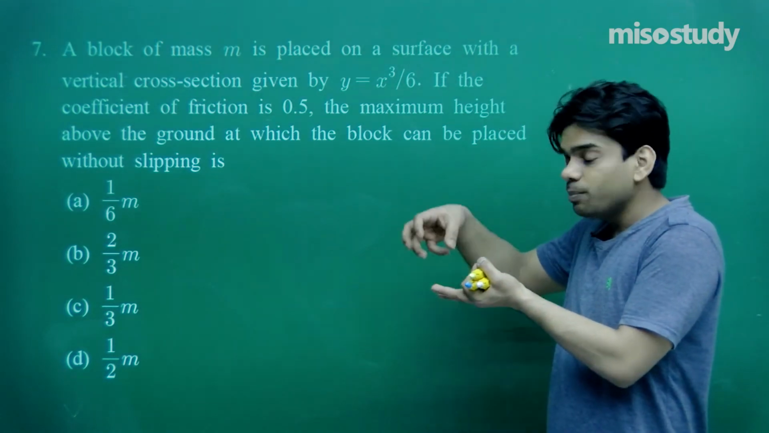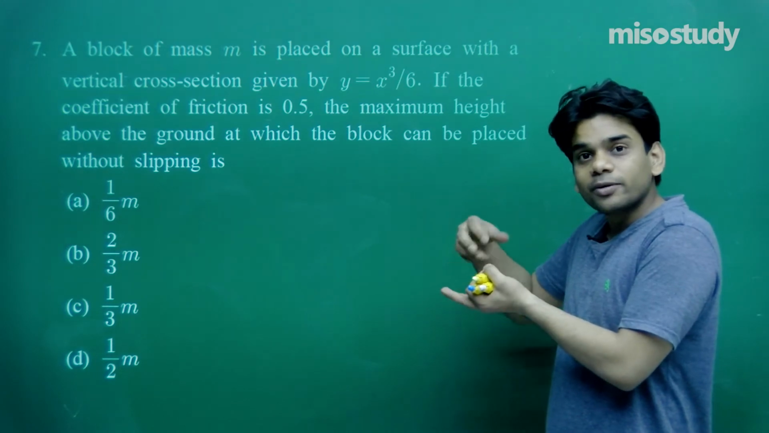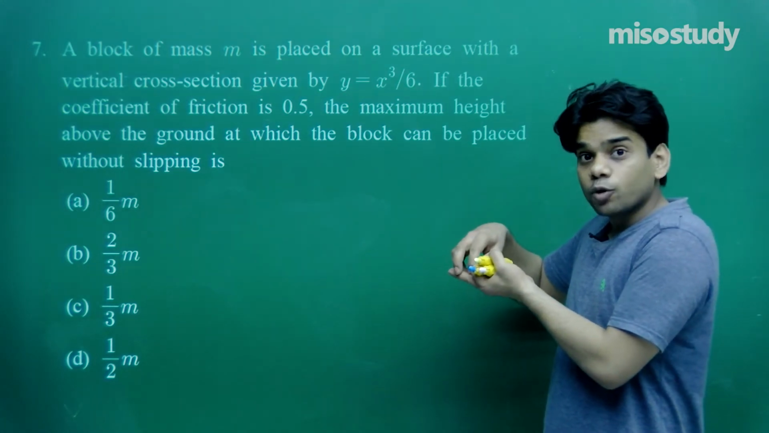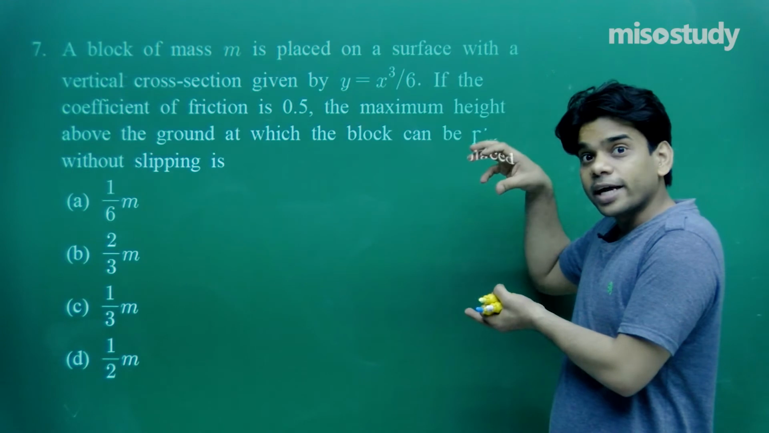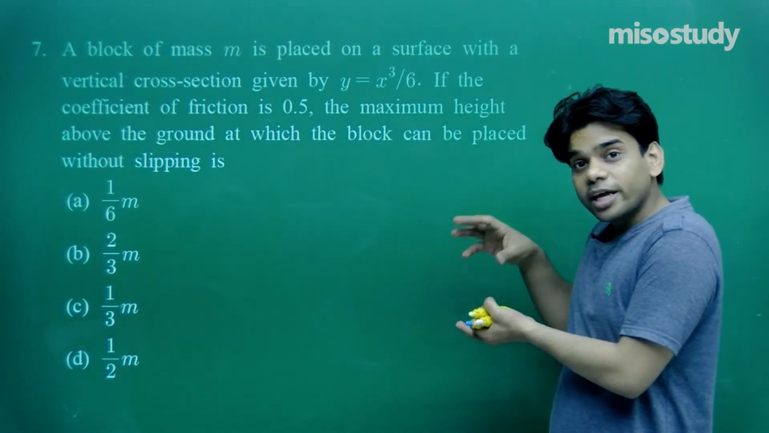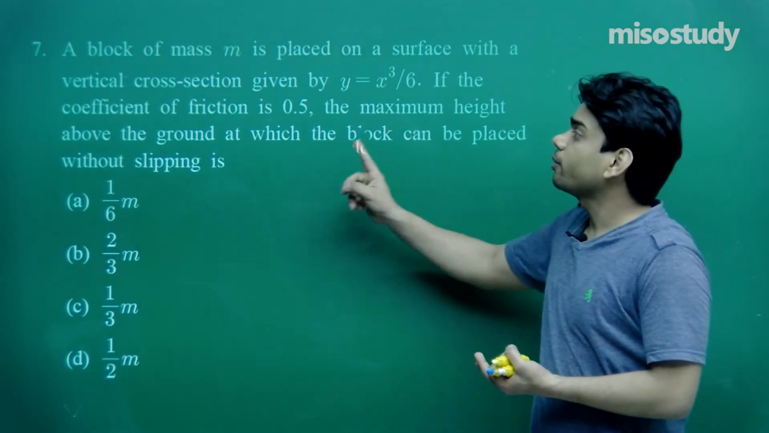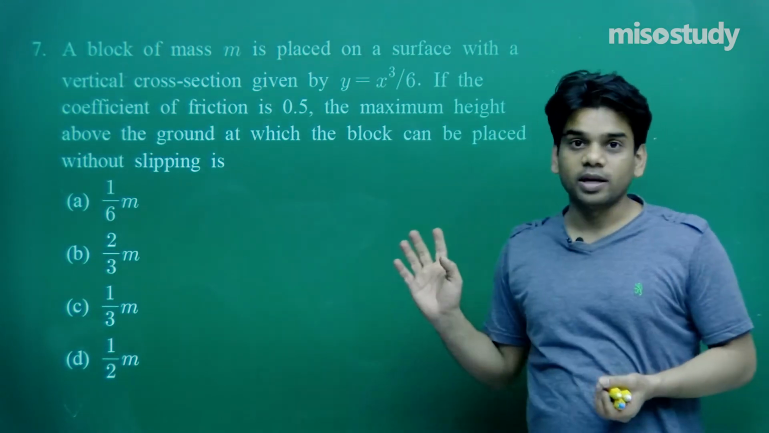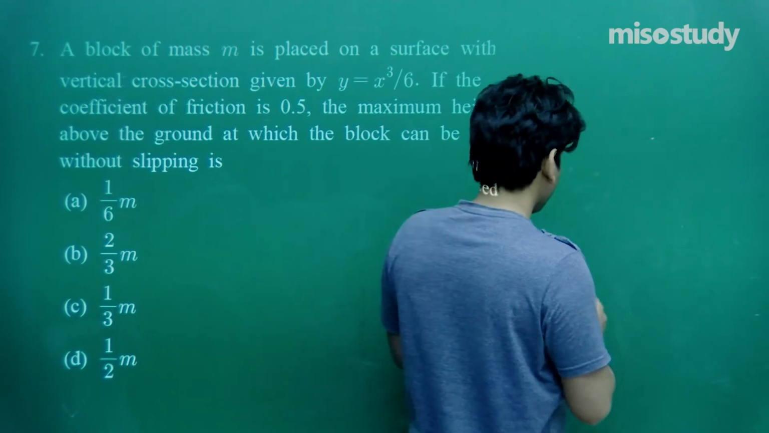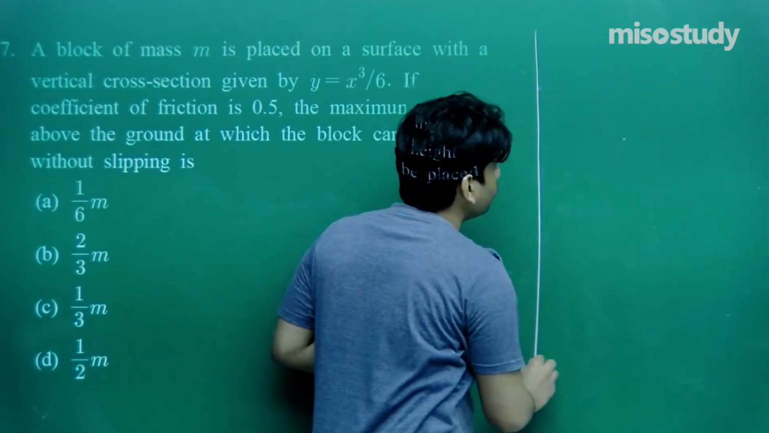As we keep the block on this surface, it will slip. But if we have kept it at a particular height, we have to find out the range of this height where this block will not slip. So first of all, we have to find the maximum height above the ground at which the block can be placed without slipping. I will show you in a diagrammatic way how to do such kind of question.